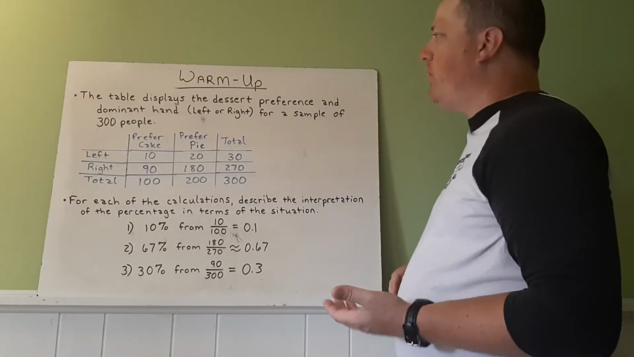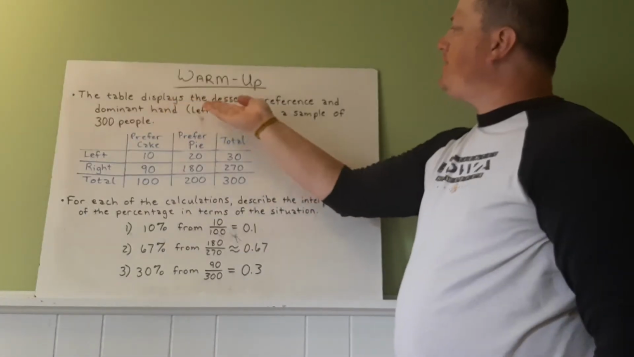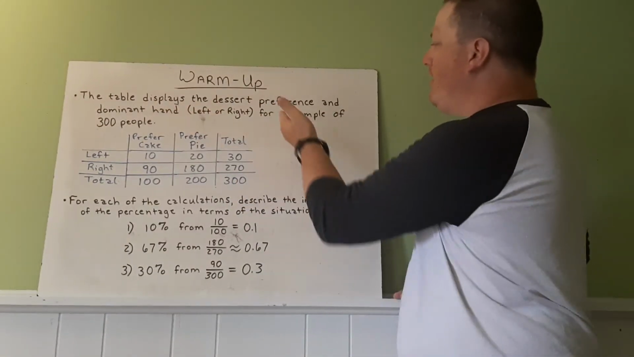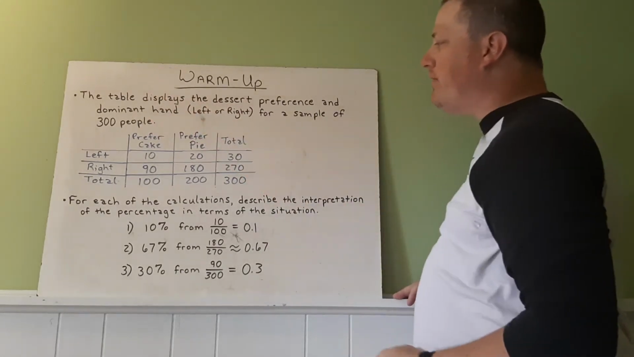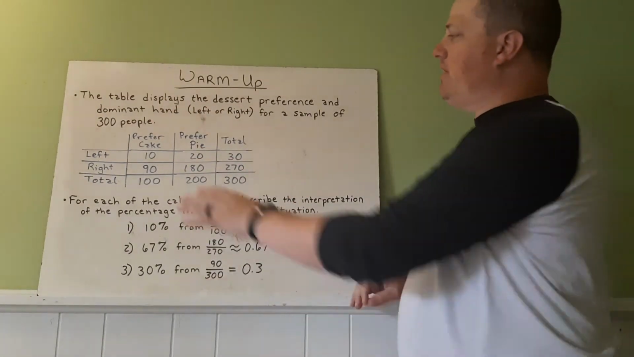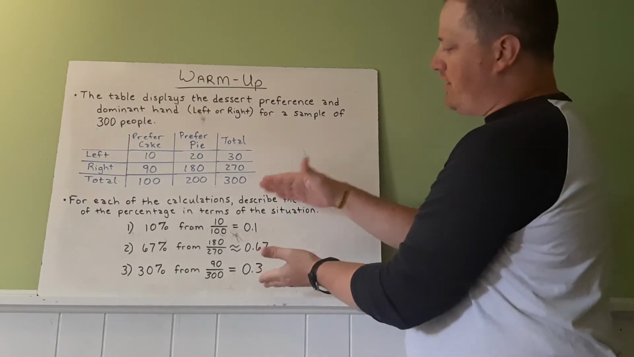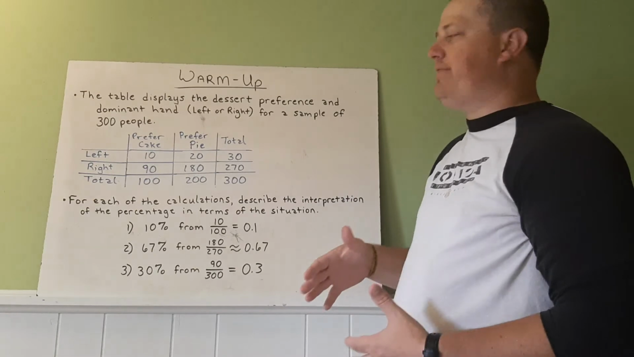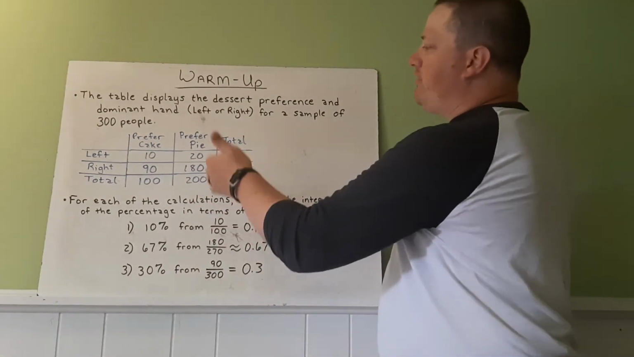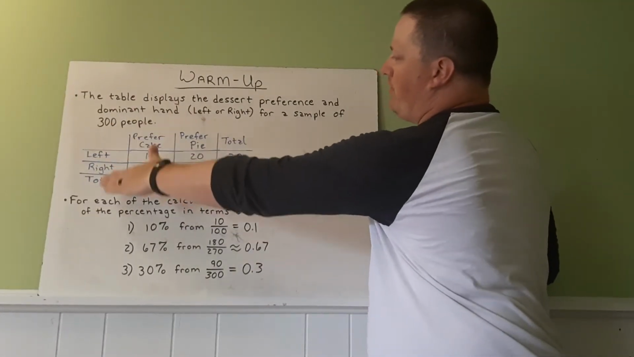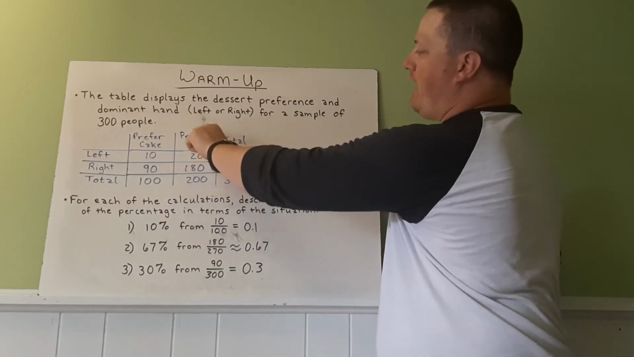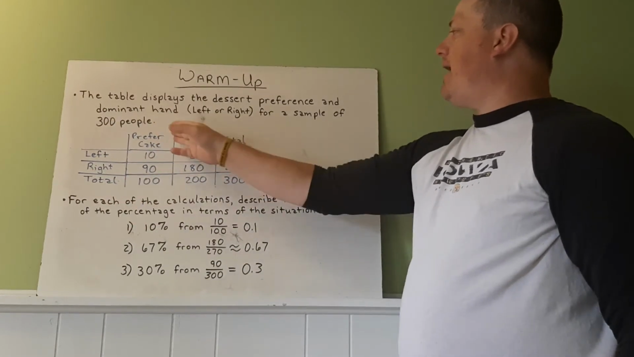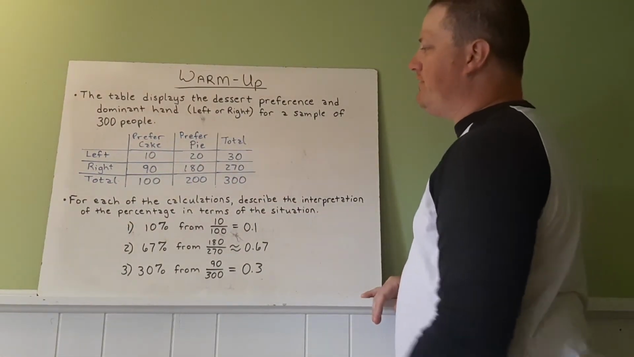All right, so here's your warm-up. The table displays the dessert preference and dominant hand, left or right, for a sample of 300 people. So here I have a two-way table. Please write this table down, and then you're going to write down these problems and try and identify where these problems came from and what they're saying. So in the two-way table, we have left, right, and total on the bottom, and on the top we have prefer cake, prefer pie, and total. So the left is doing the dominant hand, the top is doing the dessert preference.